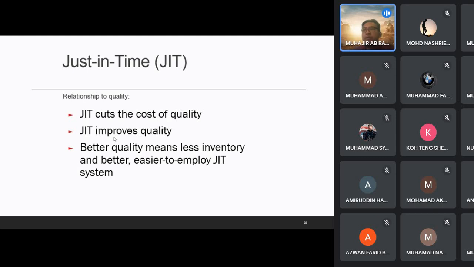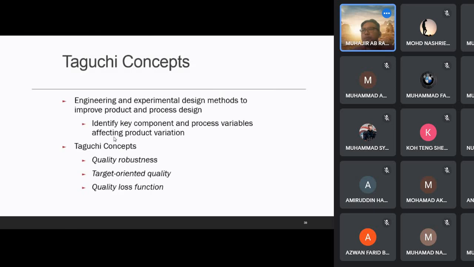Yes, I mentioned before, it's about cut quality, cut cost. Okay. Another concept is the Taguchi concept. Okay, this is a Japanese name as well. Okay, so the main idea is to improve through experimental design methods. Okay, so it has these three main elements: quality robustness, target quality, and quality loss function.